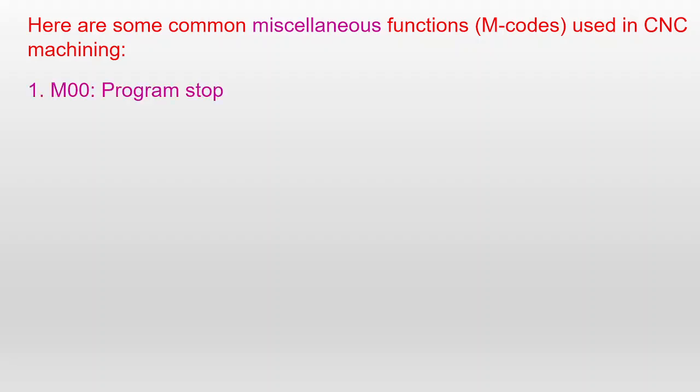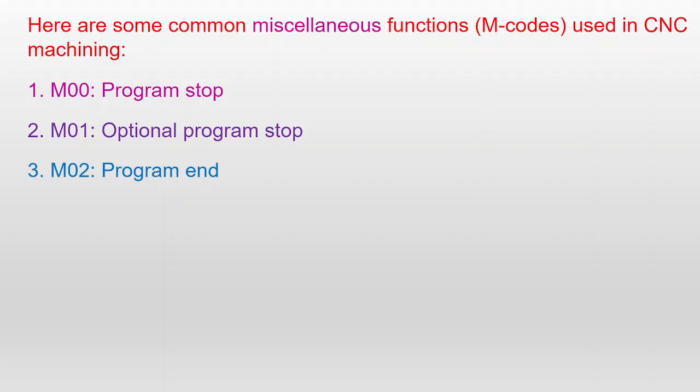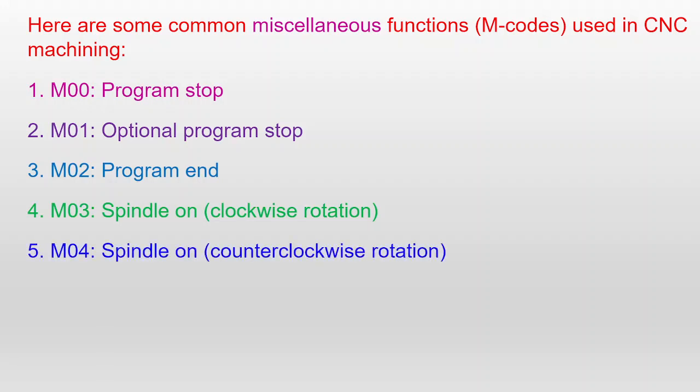M00, program stop. This code pauses the program execution, allowing the operator to perform manual tasks or make adjustments before continuing. M01, optional program stop. M02, program end. M03, spindle on clockwise rotation. This code starts the spindle rotation in the clockwise direction at a predefined speed. M04, spindle on counterclockwise direction. This code starts the spindle rotation in the counterclockwise direction at a predefined speed.